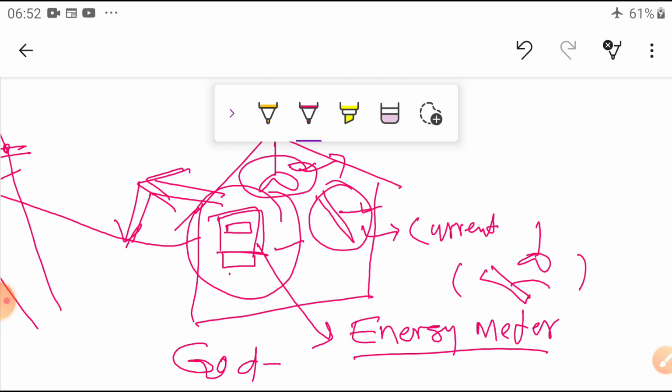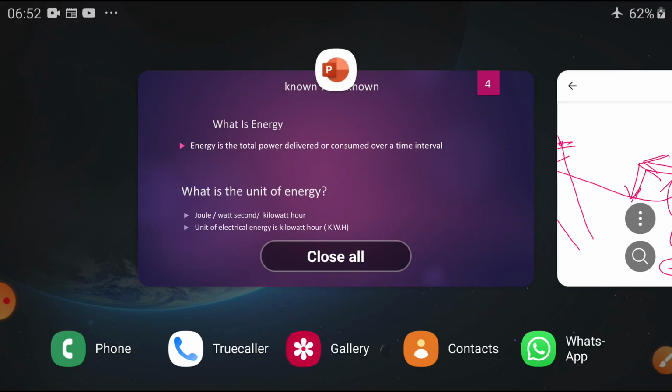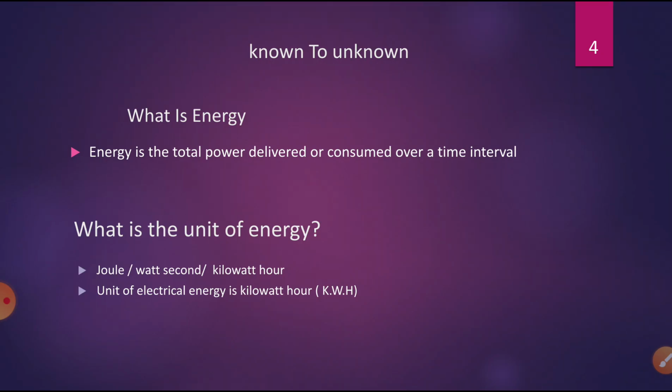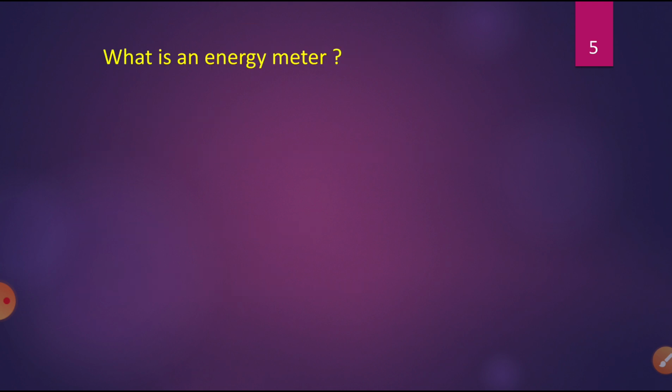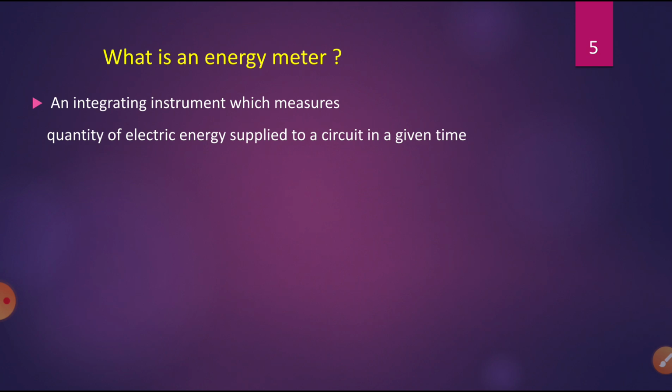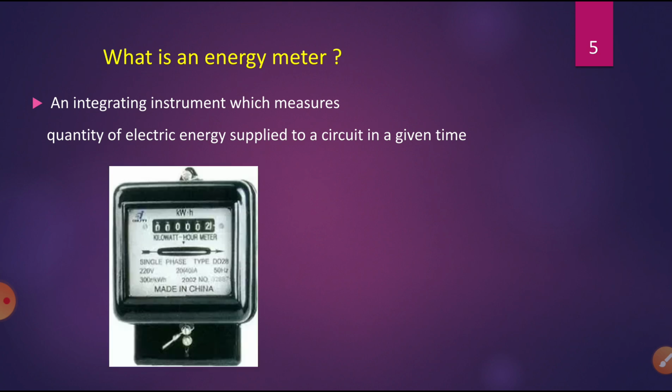I think everyone has observed this machine, sorry, this meter, in our premises. Now I am going to tell something about this energy meter: what is an energy meter, how it works, and what the different parts of energy meters are. So, what is an energy meter? An integrating instrument which measures the quantity of electric energy supplied to a circuit in a given time. This is the energy meter.